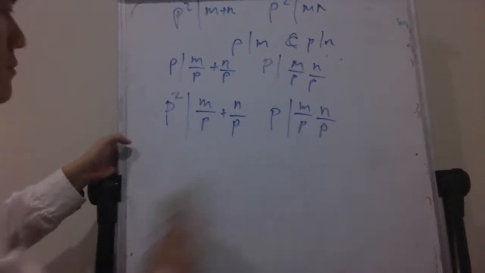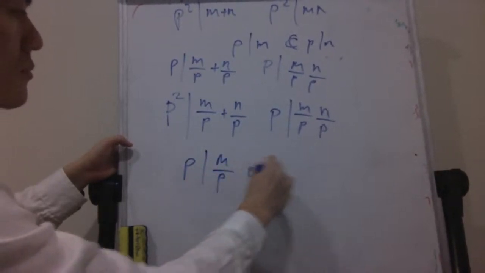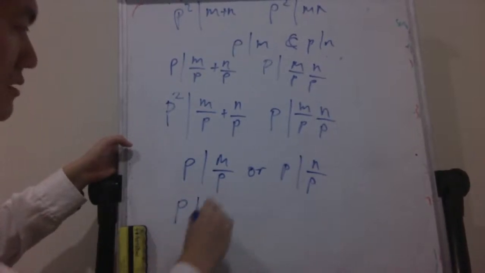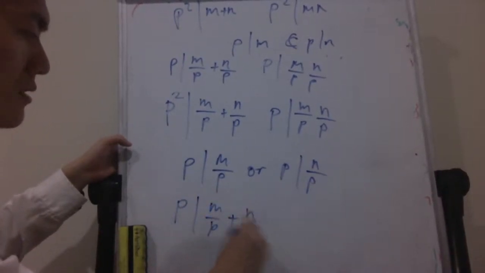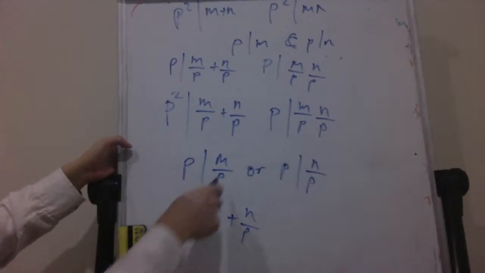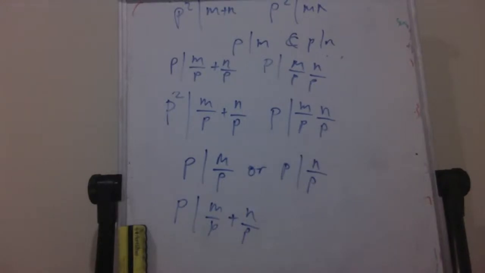I'm saying p divides m on p or p divides n on p, right? And we know that p divides m on p plus n on p. So n on p must also be a multiple. So therefore, if it divides m on p... because we never said m was greater than p squared. Because it divides it, so it's assumed.